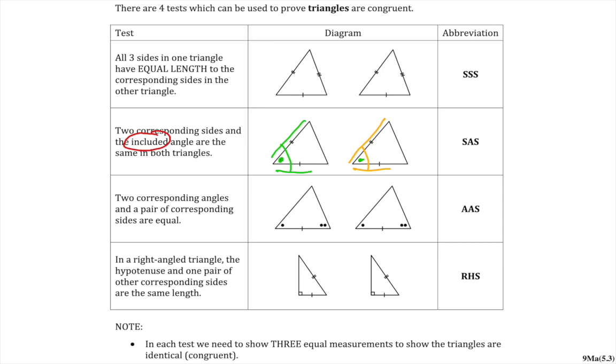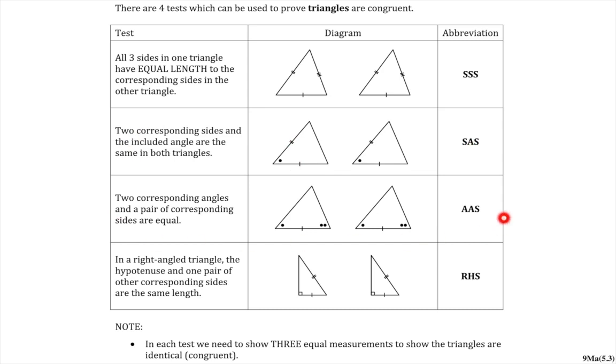So what you actually have is 2 pairs of sides that match up. This side matches or corresponds with this one. That's the S. This side matches or corresponds with this one. That's the second S. The A is the angle that's included between those 2 sides. So between the 2 sides is an angle. SAS is the way we write it.